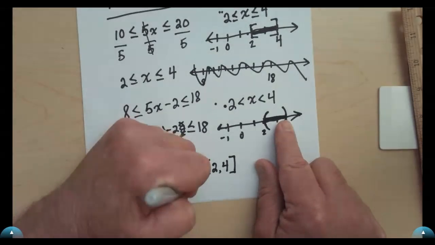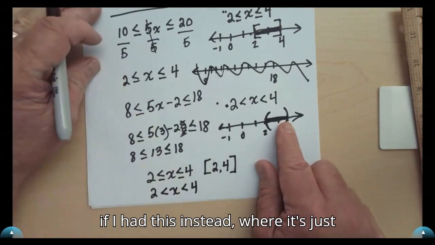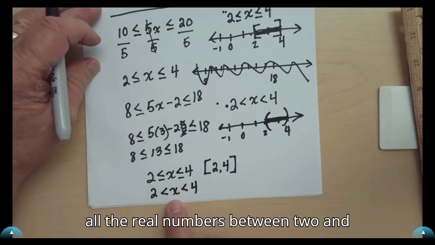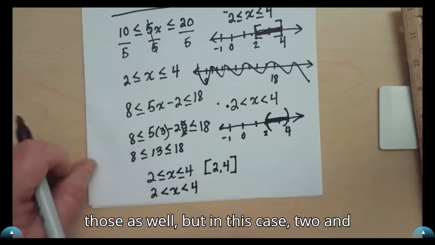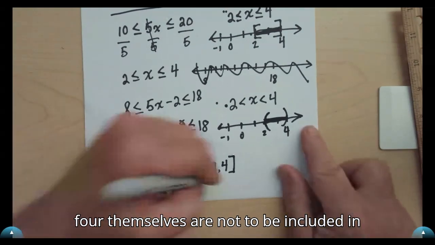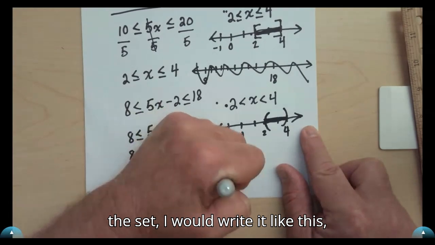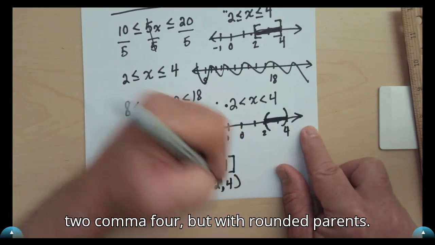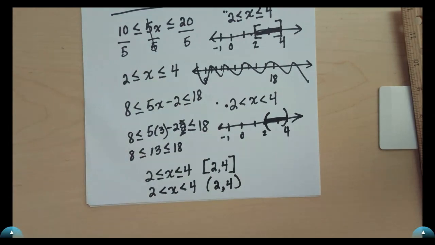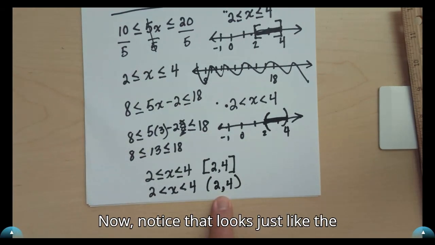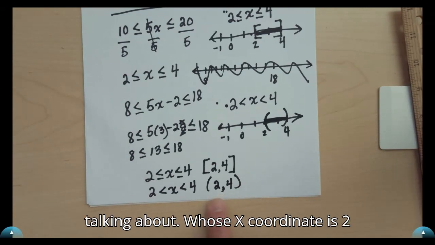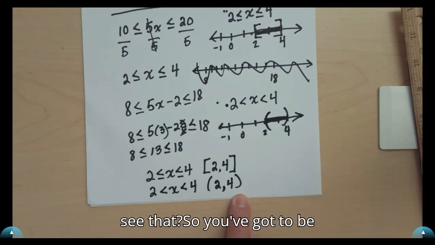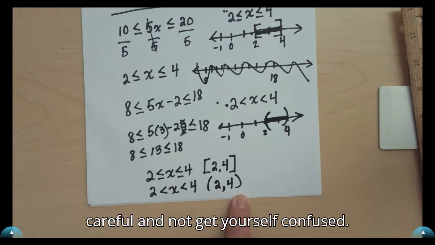Whereas, if I had this instead, where it's just all the real numbers between 2 and 4, there's still infinitely many of those as well, but in this case, 2 and 4 themselves are not to be included in the set. I would write it like this. 2 comma 4, but with rounded parentheses. Now, notice that looks just like the ordered pair 2, 4 that we've just been talking about, whose x coordinate is 2 and whose y coordinate is 4. Do you see that? So you've got to be careful and not get yourself confused.